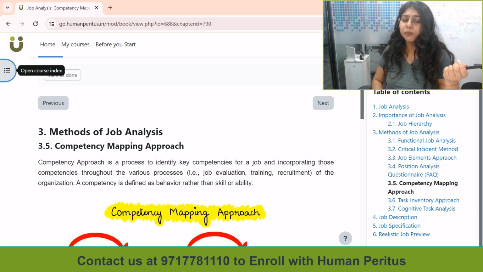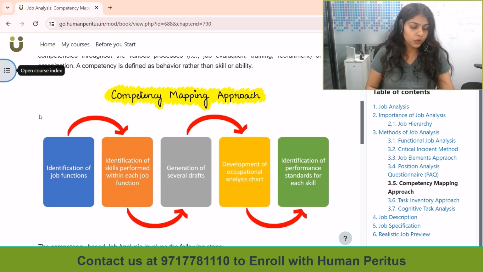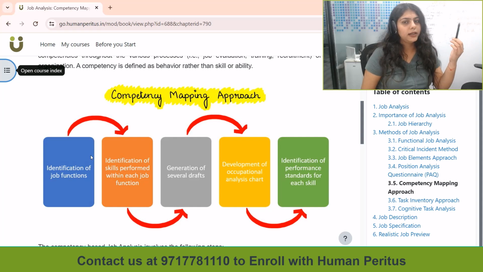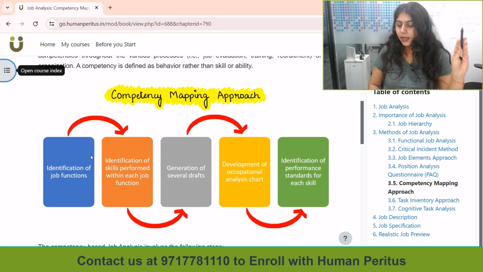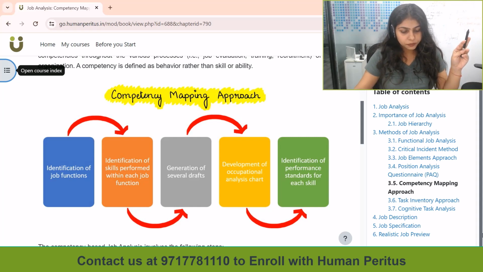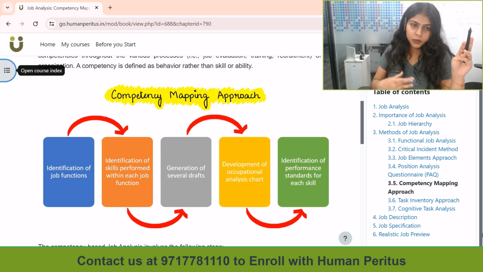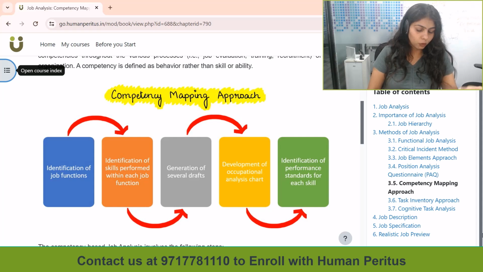So these processes could be job evaluation, training, and recruitment in the organization. Now, what is this approach and what happens in this approach, I will be talking about now. So identification of job functions. What is identification of job functions? Everything that is included in the job functions, or everything that the daily activities are from this job, are defined here. Okay, what is next?